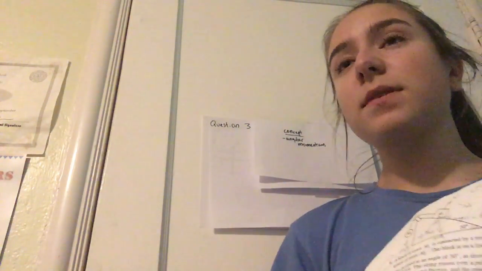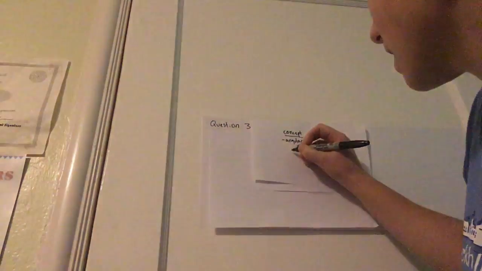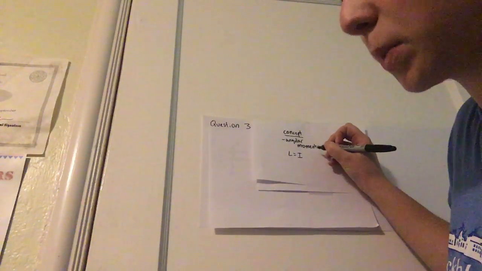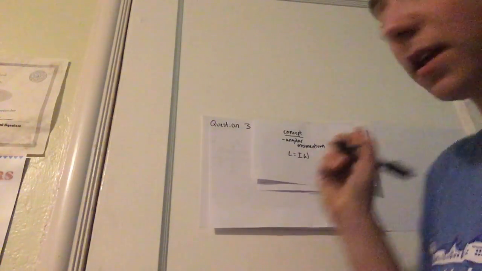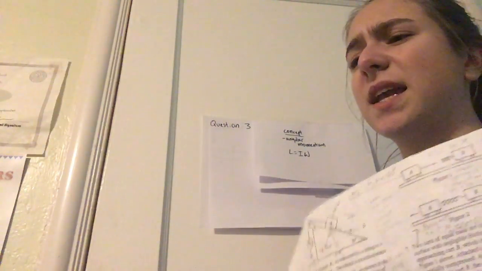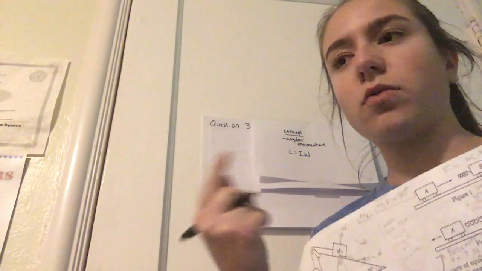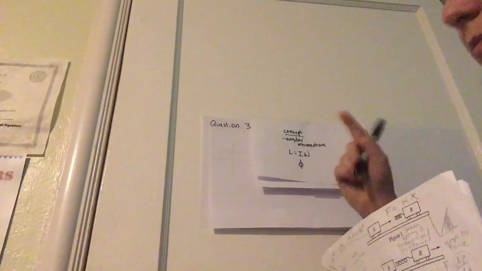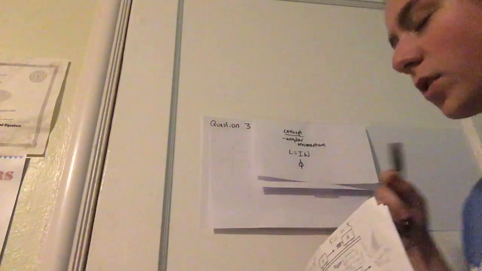There are two types of angular momentum. The first type has the equation angular momentum equals I, which is moment of inertia, times angular velocity. This represents an object rotating around its own axis. So the object is just rotating around itself. I'll just draw an example. Say this ball is just rotating around in a circle.